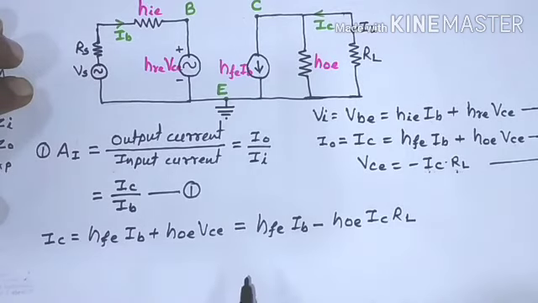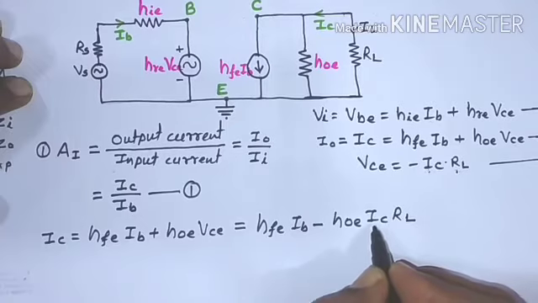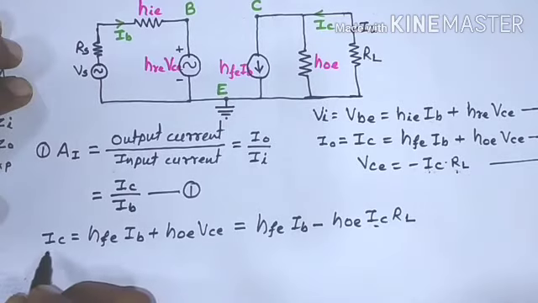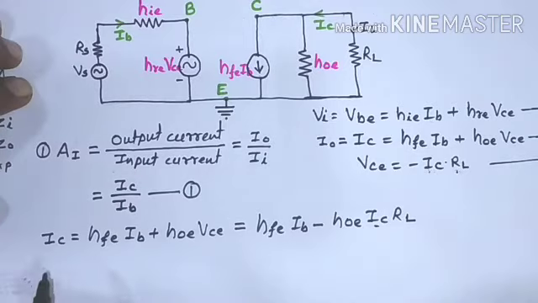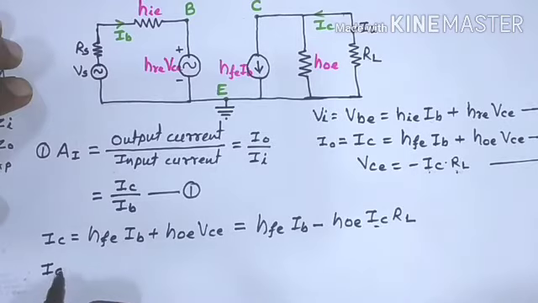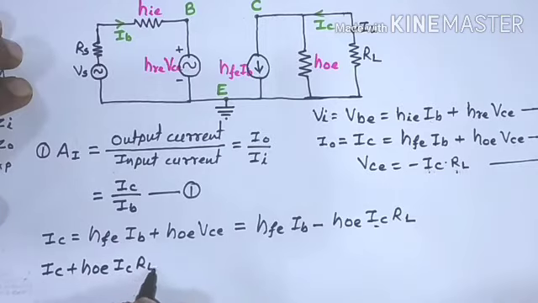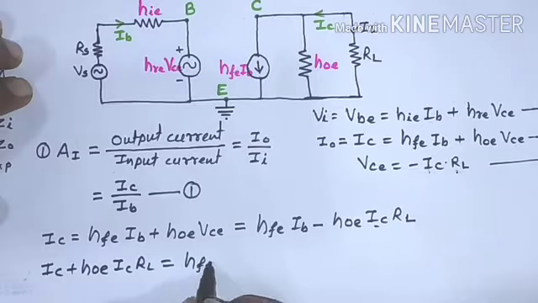Now here we can see that on this side IC is there and IC is here also. So just transfer this term to the left hand side. So we will get IC. Now here it is minus, so that becomes plus hoe into IC into RL equals to, remaining is this hfe into IB.